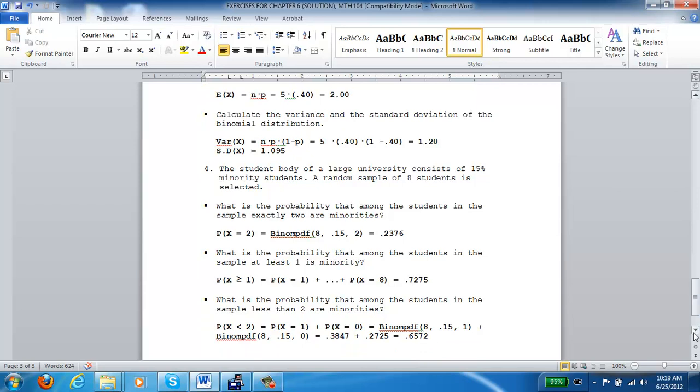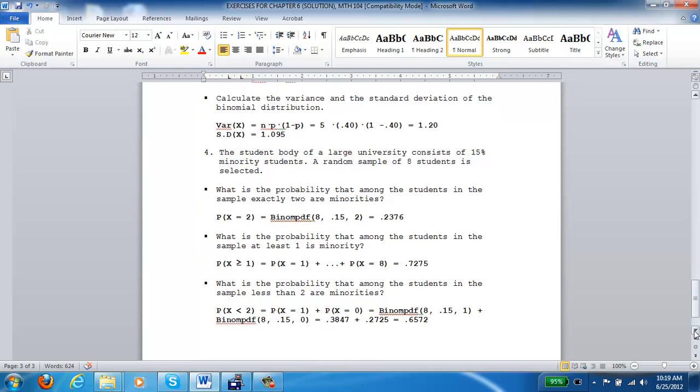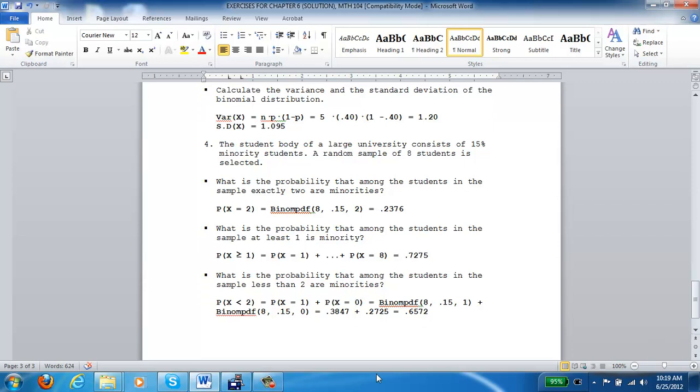What is the probability to have less than 2 minorities? Less than 2 means 1 and 0. Don't forget a 0. So you have to do binomial PDF 8, 0.15, 1 when x is 1, plus binomial PDF 8, 0.15, 0 when x is equal to 0. So these are the two probabilities. You add them, so the probability is 0.6572.